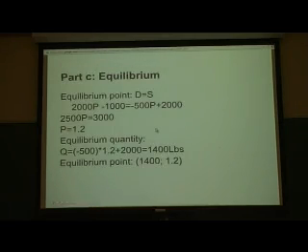To find the equilibrium point, we have to find where demand equals supply. We take 2,000P minus 1,000 equals negative 500P plus 2,000, which equates to 2,500P equals 3,000, or P equals 1.2. The equilibrium quantity would be negative 500 times 1.2 plus 2,000, or 1,400 pounds. So the equilibrium point is 1,400 pounds at a price of $1.20.